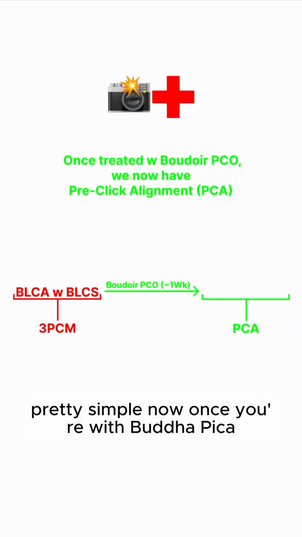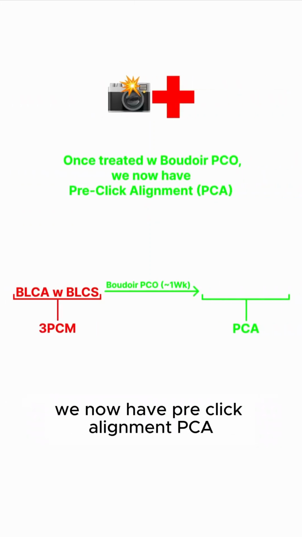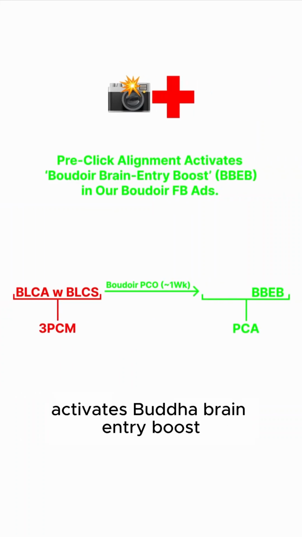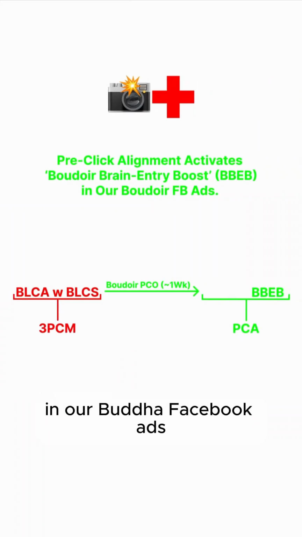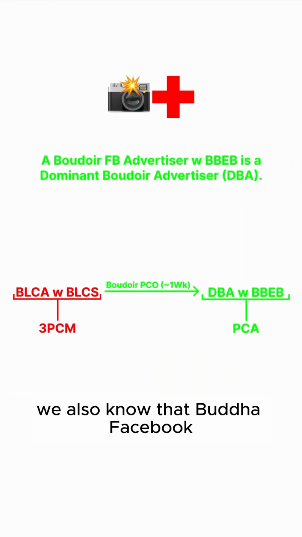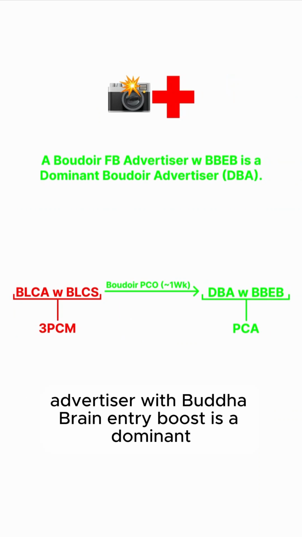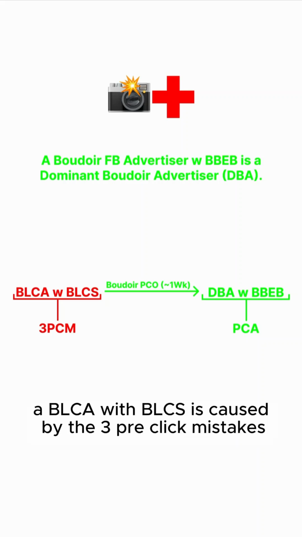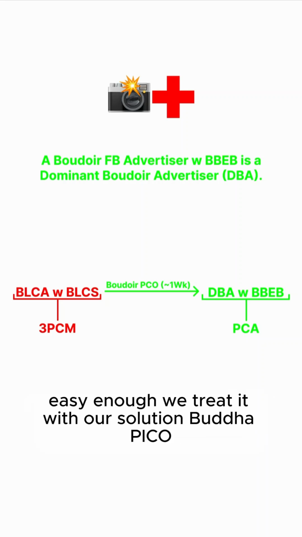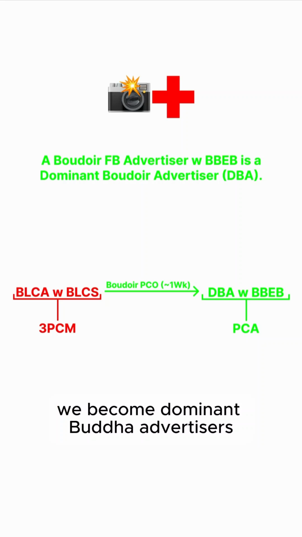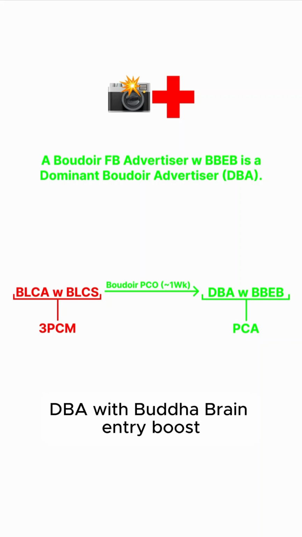Pretty simple. Now, once you're treated with Boudoir Pico, we now have pre-click alignment, PCA. So we get rid of the 3 pre-click mistakes, we achieve pre-click alignment. And pre-click alignment activates Boudoir brain entry boost in our Boudoir Facebook ads. Basically, we got our unique CTR above 6%. We also know that a Boudoir Facebook advertiser with Boudoir brain entry boost is a dominant Boudoir advertiser, a DBA. So this is our full universe. A BLCA with BLCS is caused by the 3 pre-click mistakes. Easy enough. We treat it with our solution, Boudoir Pico, takes about a week. We achieve PCA, the pre-click alignment, and we become dominant Boudoir advertisers, DBA, with Boudoir brain entry boost.